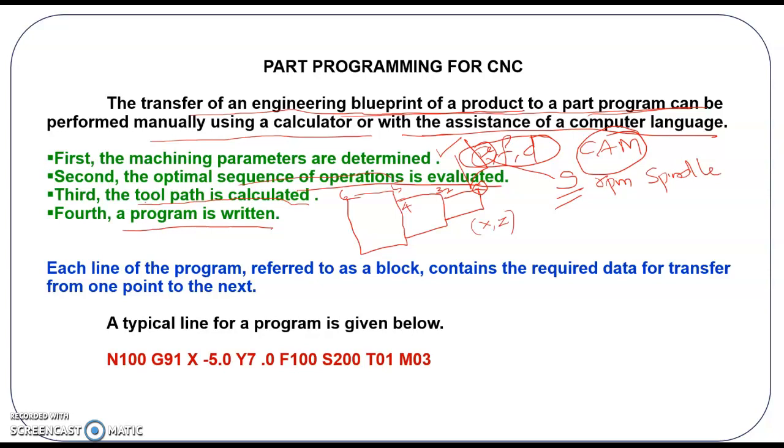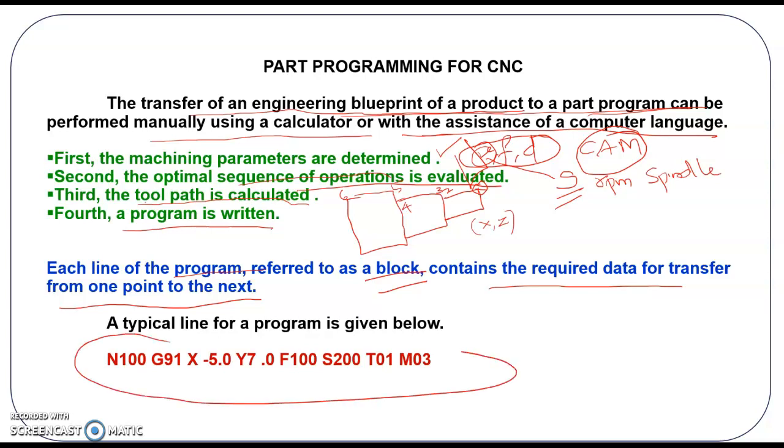A part program contains a number of lines, and each line of the program is referred to as a block. Each line is known as a block, which contains the required data for transfer from one point to the next. The tool is transferring from one point to the next, and that data is included in each and every block. A sample block is shown over here, and the various components of this block are explained in the next slide.